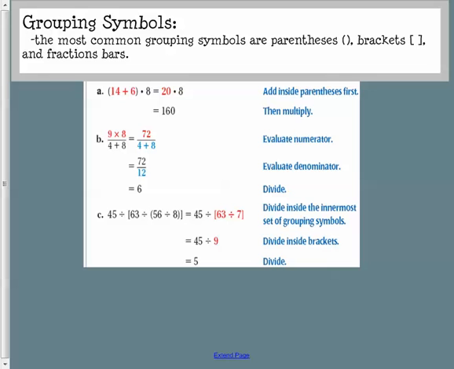A hint about grouping symbols. The most common are parentheses and brackets and fraction bars. So whenever you see something in parentheses, you do it first. Whenever you see a fraction bar, you do everything on the top first, then everything on the bottom second. When you see something like this, you would do the parentheses first, then do what's in the brackets. So it's almost like a grouping symbol within a grouping symbol. You got to be careful and make sure that you work each step individually.